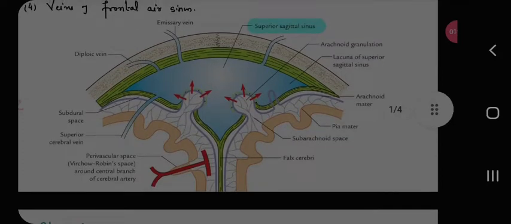Emissary veins, superior sagittal sinus, diploic veins, arachnoid granulations, lacunae of superior sagittal sinus, subdural space, superior cerebral vein, perivascular space, virtual Robin space around central branch of cerebral artery, falx cerebri, subarachnoid space, pia mater, arachnoid mater.